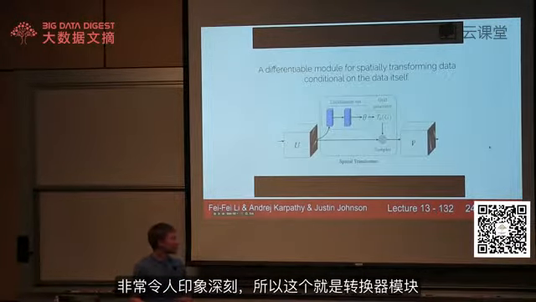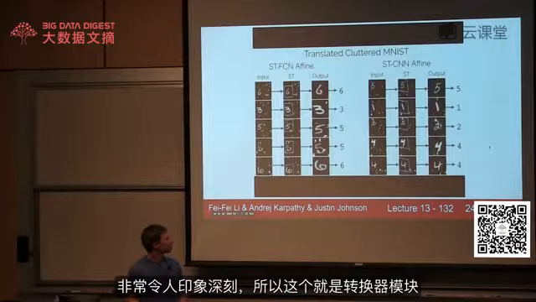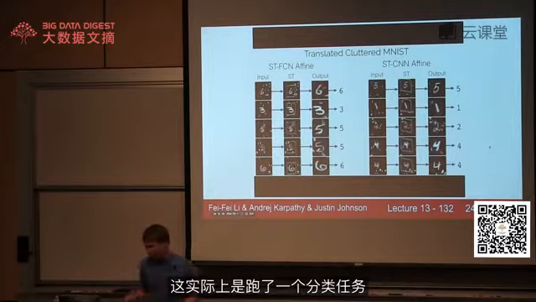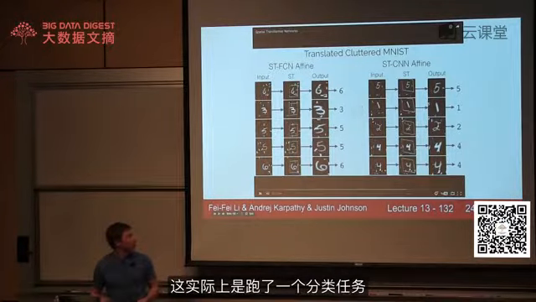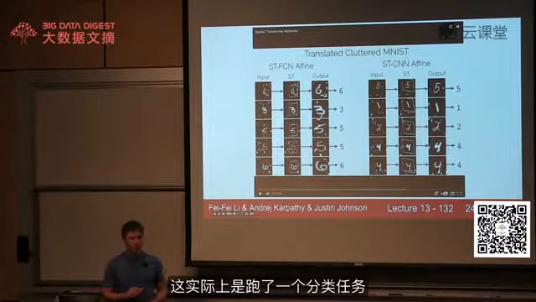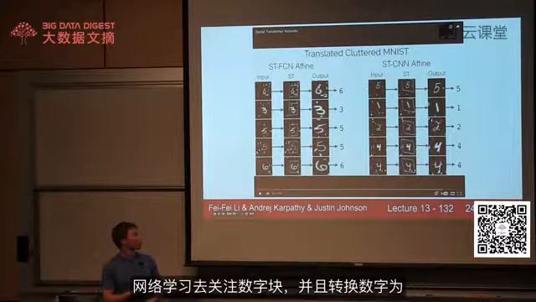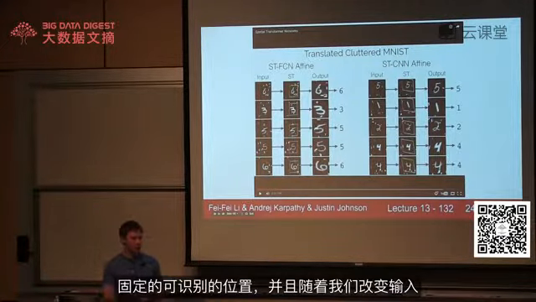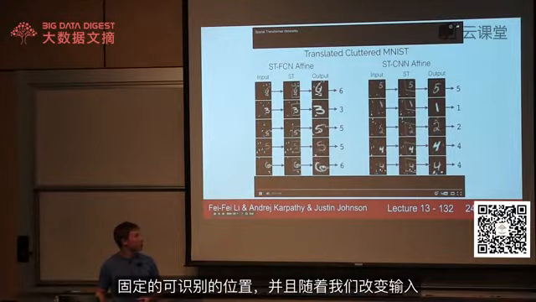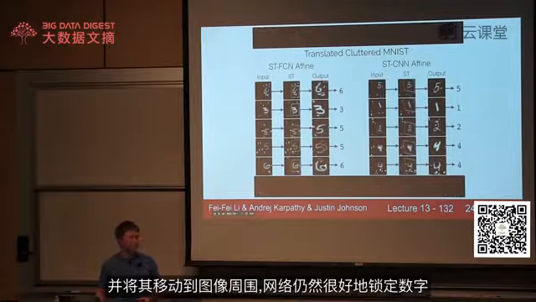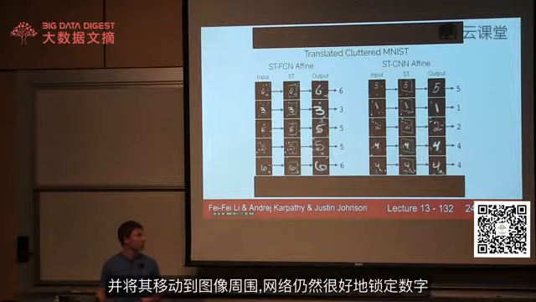So this is the transformer module that we just unpacked. And here we're actually showing a classification task, but we're varying the input continuously. You can see that for these different inputs, the network learns to attend to the digit, and then canonicalizes that digit to a fixed known pose. As we vary that input and move it around the image, the network still does a good job of locking on to the digit.